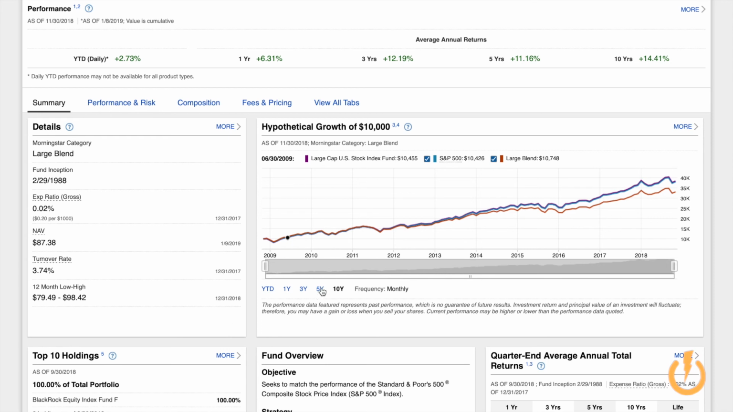Now, if you pay attention to the chart, you'll notice that this investment grows at about the same rate as the S&P 500, which means technically it's a pretty safe bet. In this investment, we have low fees and steady growth. There's not much more that you can ask for.